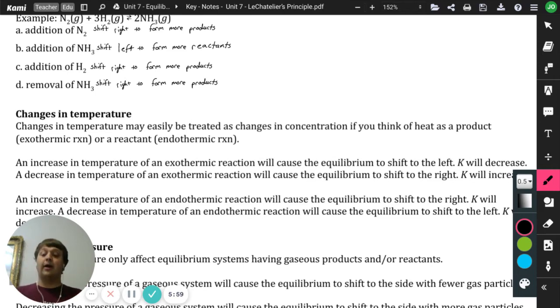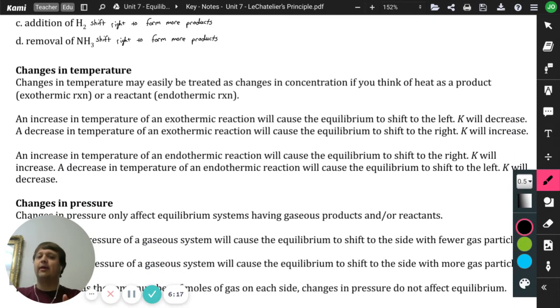Now, what about an endothermic reaction? Well, in an endothermic reaction, your heat is a reactant. And since heat is a reactant, if I add some heat in an endothermic reaction, then I would see a shift to the product side to form some more product, okay?